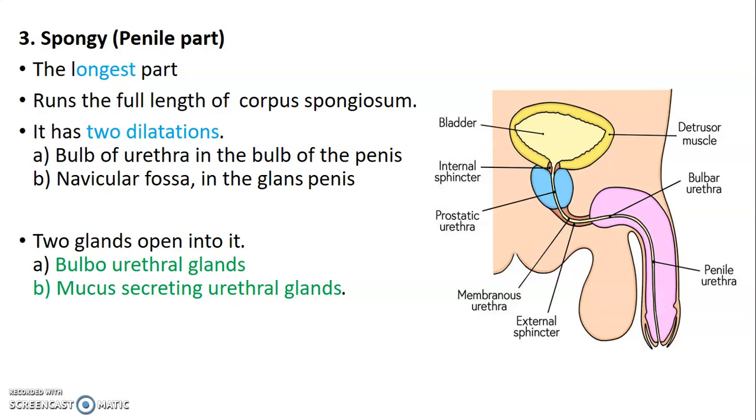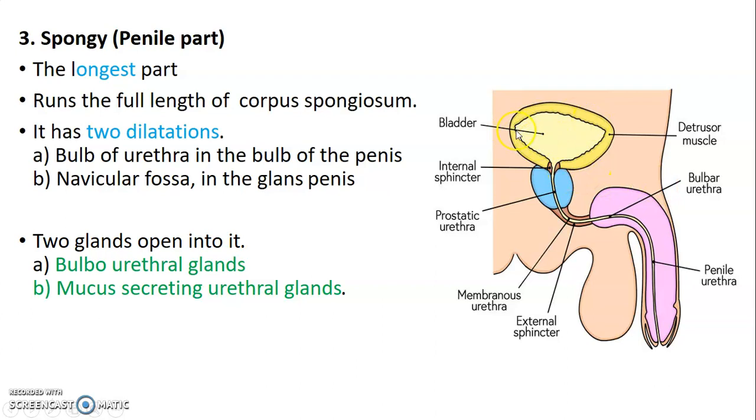Lastly, we have the spongy urethra, which is the longest and runs within the full length of the corpus spongiosum. It has two dilatations: one, the bulb of the urethra in the bulb of the penis, and the other one is the navicular fossa in the glans penis. Two glands open to the penile urethra: the bulbourethral glands and the mucus-secreting urethral glands.